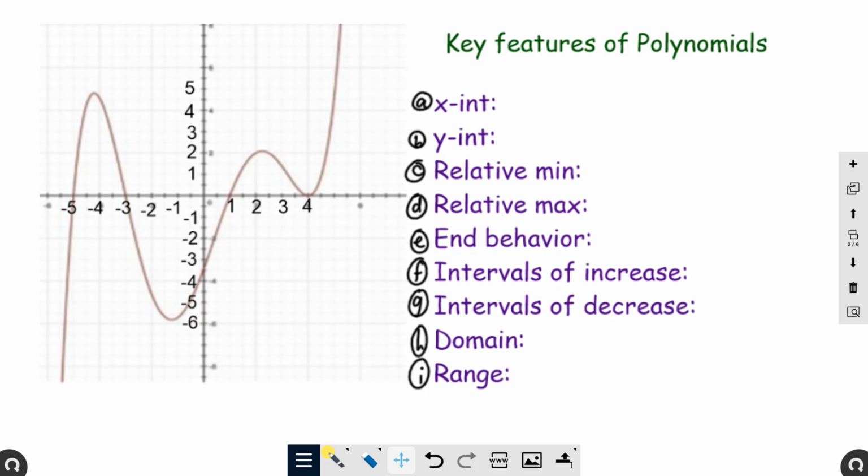Now I'm going to go through these in order, but you can also do whichever ones you feel comfortable with first. With polynomials, they are a continuous graph, which means they're going to keep on going. They're kind of like a roller coaster, right? It goes up, it goes down, it goes up, it goes down, but it's going to keep going in all of the directions that you have.